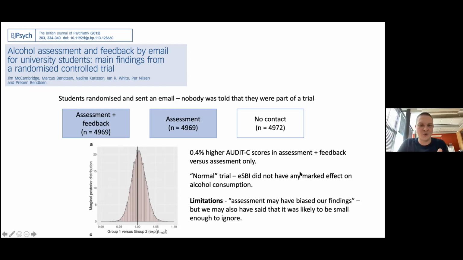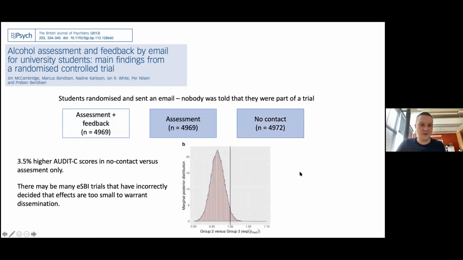Because let me show you what happens when we compare the assessment group versus no contact. Here, you have a large effect. Here we're looking at 3.5% higher AUDIT-C scores in the no contact group. So the assessment alone had an effect on AUDIT-C scores. So considering that very few ESBI trials considered this bias, there's a lot of trials of ESBIs out there that have made the wrong conclusion, and probably you made decisions not to disseminate the ESBI when you should have.